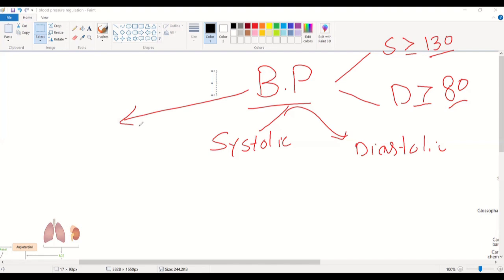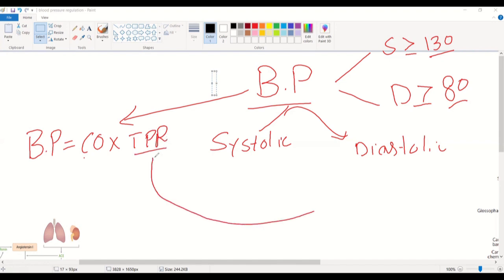Blood pressure is equal to cardiac output times TPR, right? So this TPR determines the diastolic blood pressure mainly, and this cardiac output determines the systolic blood pressure, generally speaking. If there is increased cardiac output or increased stroke volume, there is increased systolic blood pressure, right?